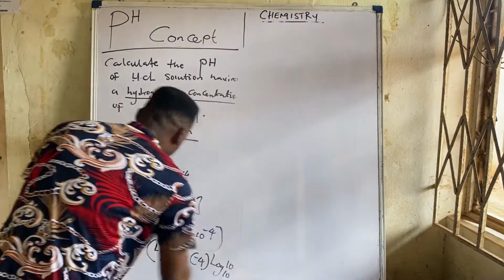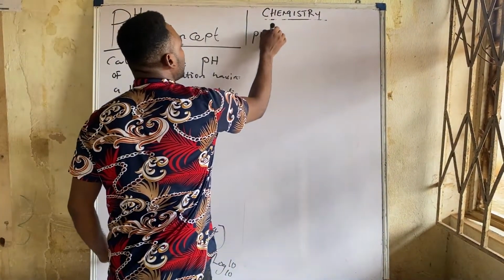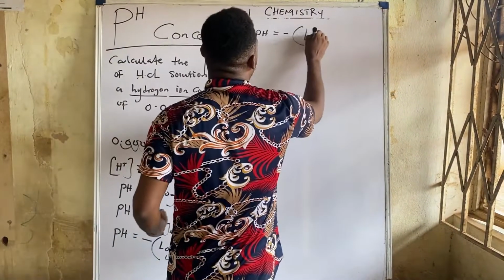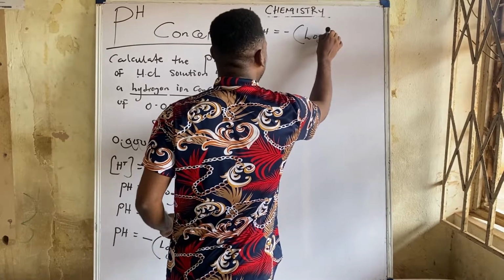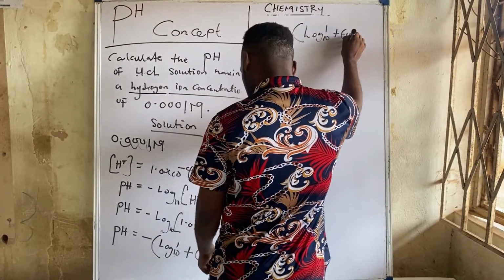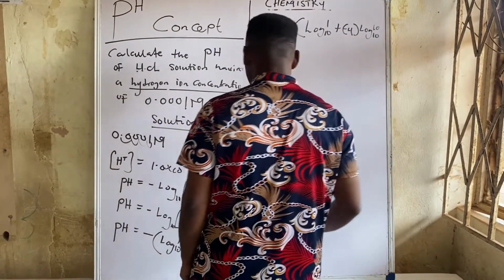This is what I'm having here. The minus is still outside, so pH will be equal to minus outside. What do I have here? This is log 1 in base 10, plus minus 4 log 10 in base 10. This is what I have.